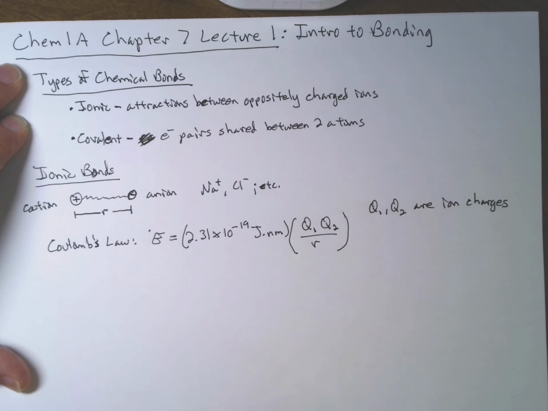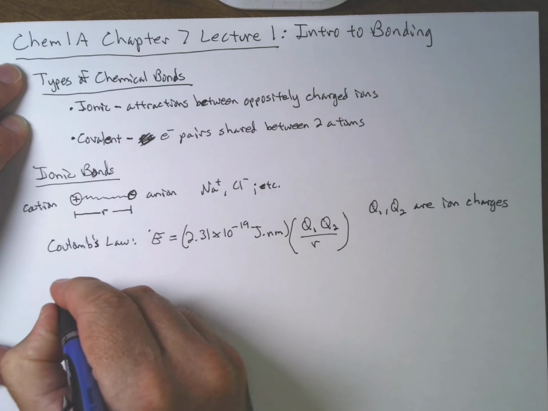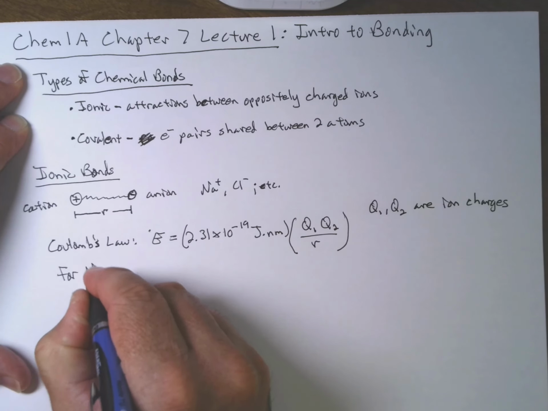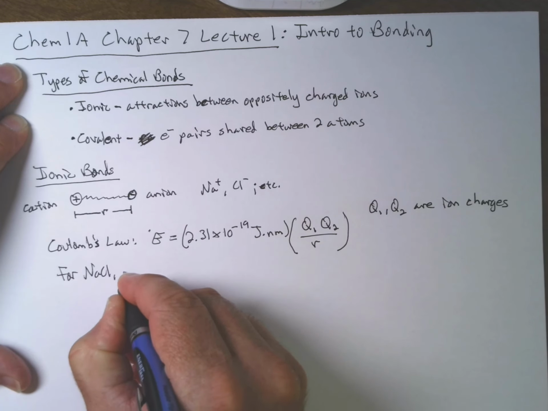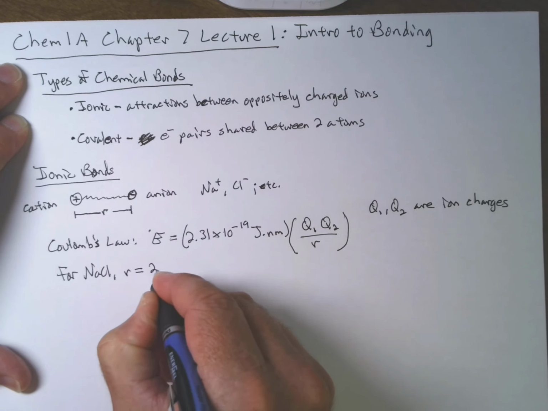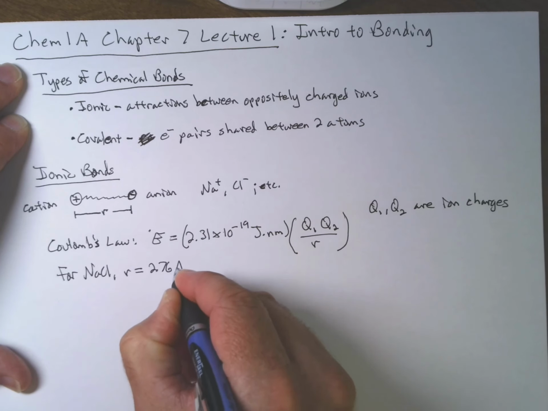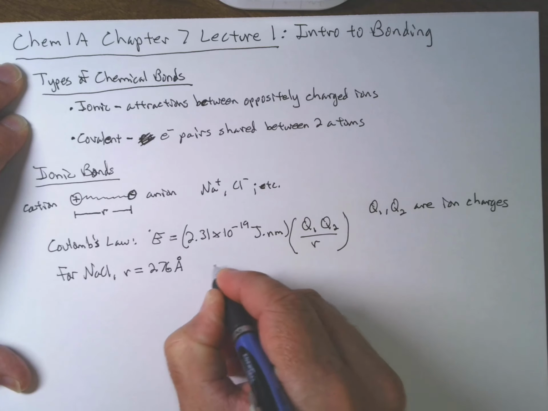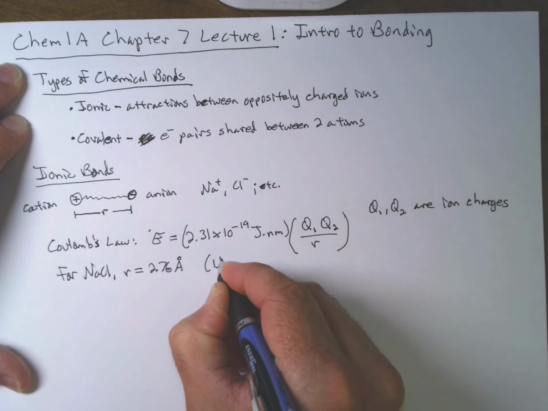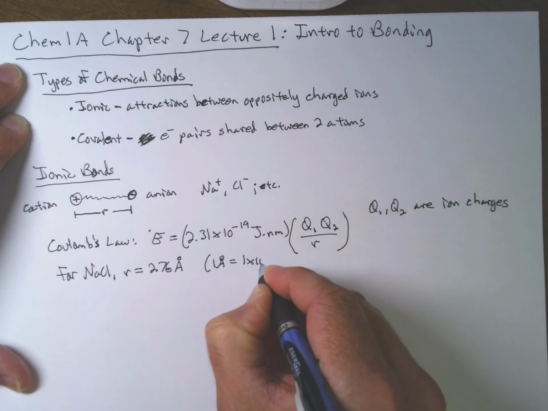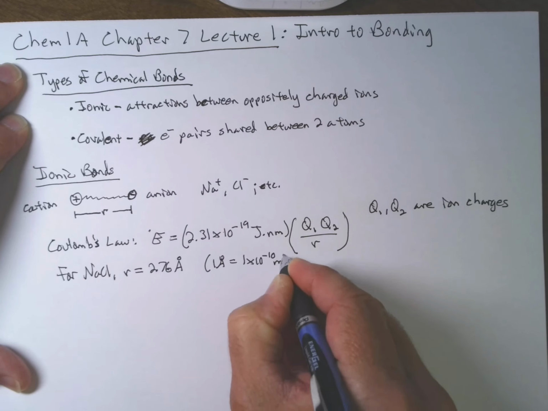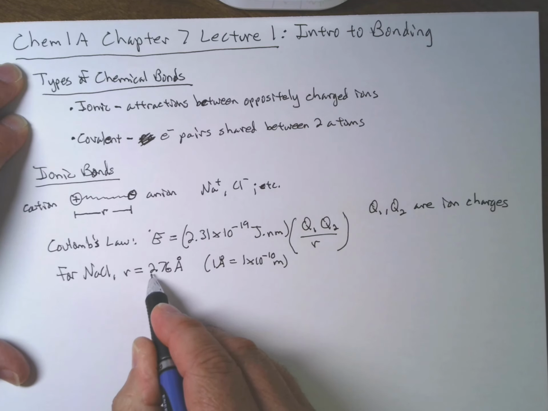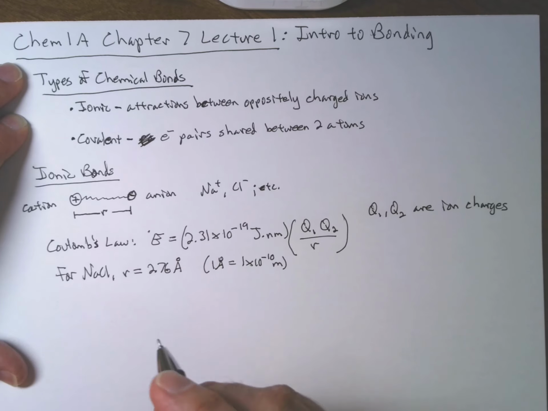All right, so in this case, our R value is 2.76 angstroms. 1 angstrom equals 1 times 10^-10 meters. So this would be 0.276 nanometers.